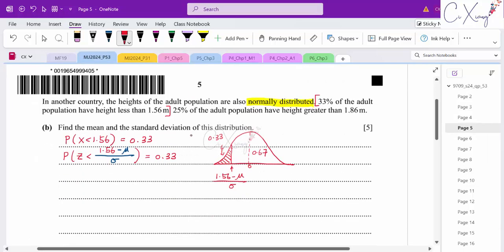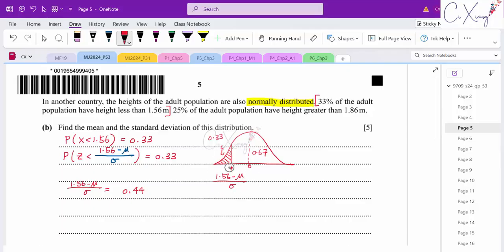First I write out my Z. The Z that we want is this one, and I know that it equals 0.44. But according to the diagram, my value of Z is this one, which should be a negative value because 0 is in the center and the Z is on the left. Therefore, we should put a negative in front.